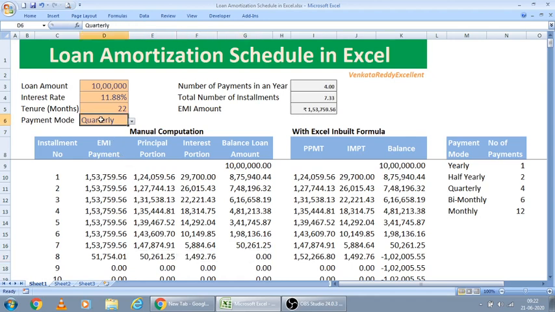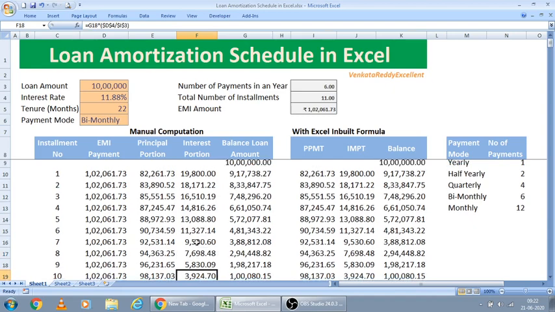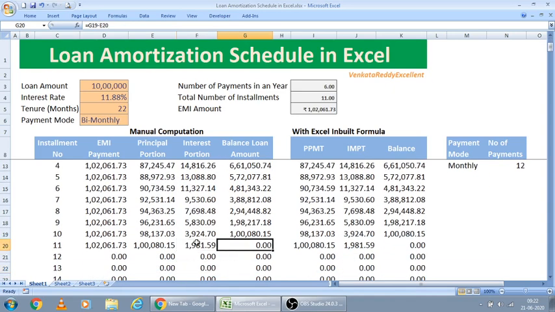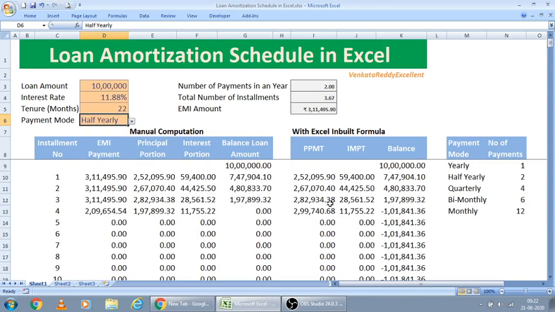Now let us play by changing these inputs here. If I put bi-monthly, let me see. Since it's an exact multiple, there won't be any error. There won't be any deviation between the two methods. And if it is half yearly, let us see. Half yearly is a fraction of the tenure, so we are getting different numbers here.